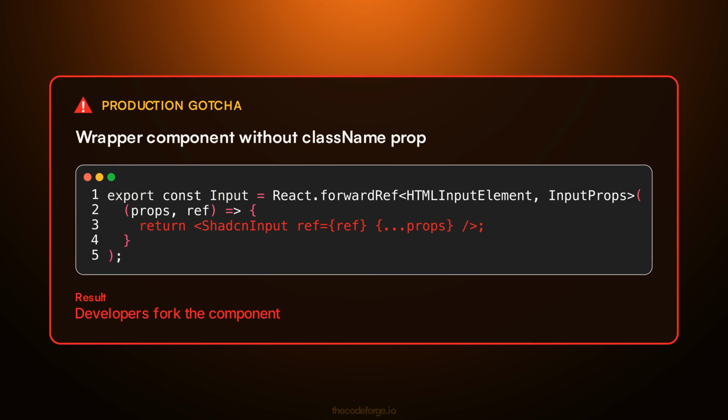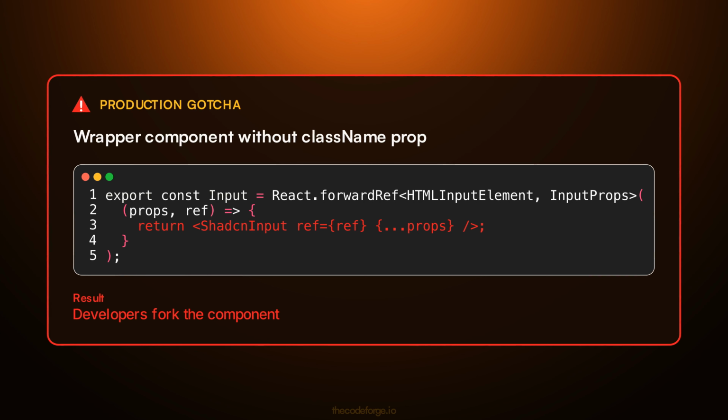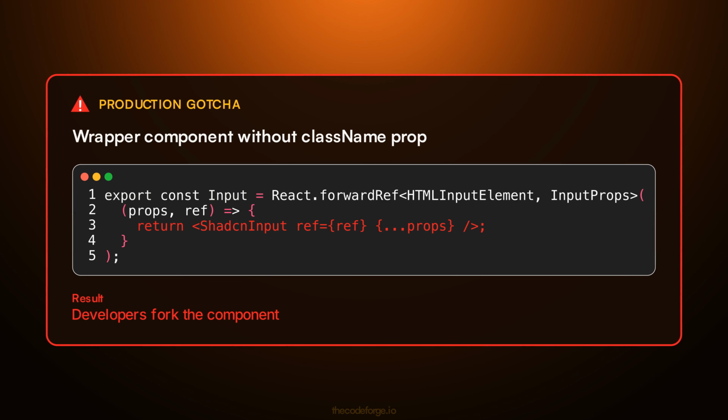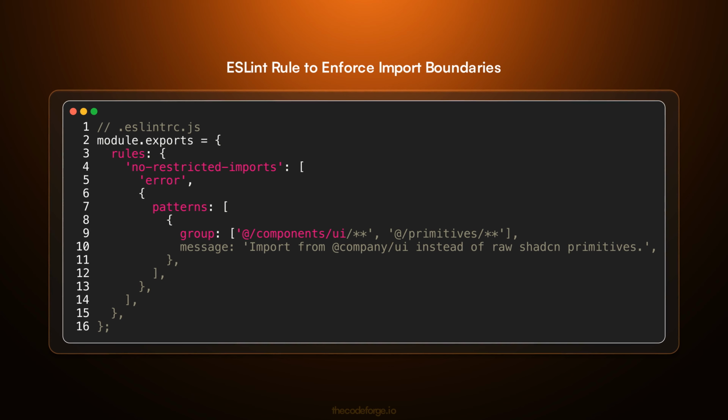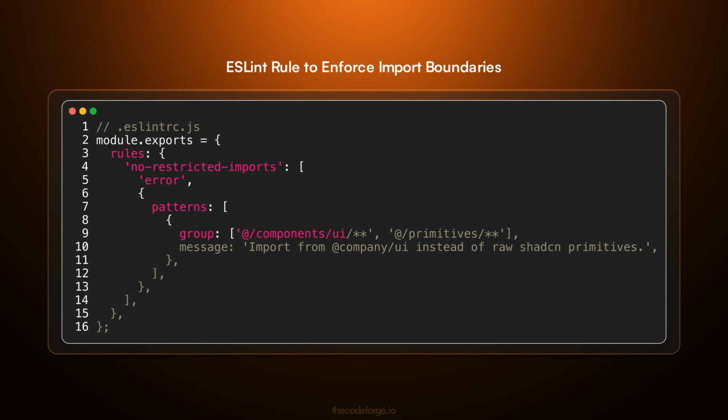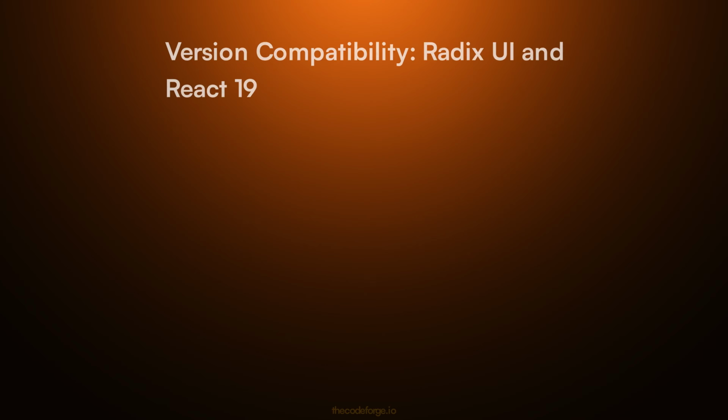A team's input component did not accept className. A developer needed to adjust margin, so they copied the input and modified it locally. 6 months later, 4 input variants existed across the codebase. The article mentions enforcing import boundaries, but does not show the ESLint configuration. This rule blocks direct imports from the primitives directory, ensuring application code only uses layer 2 wrappers.